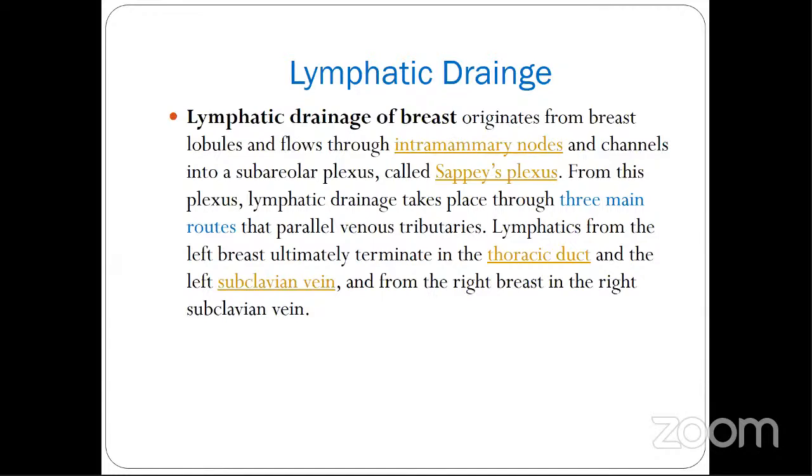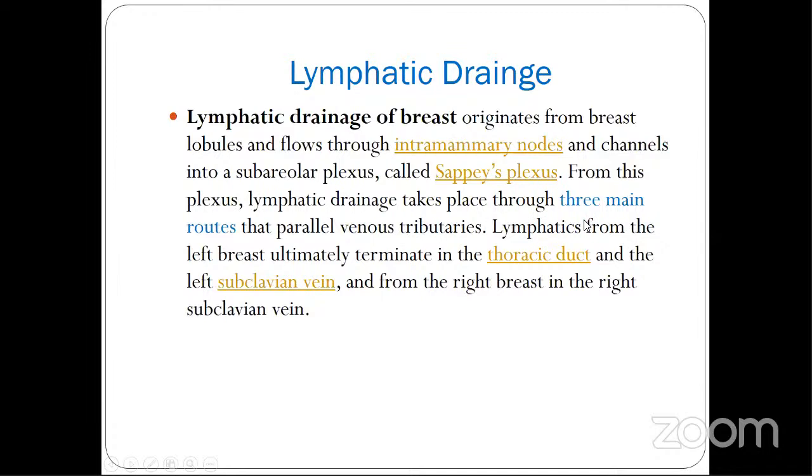So lymphatic drainage of the breast originates from breast lobules and flows through intramammary nodes and the channels into the subareolar plexus. So from lobules to nodes to plexus. The plexus is called the Sappey plexus. Okay. There are three main routes for lymphatic drainage of the breast. This route is parallel to venous tributaries.